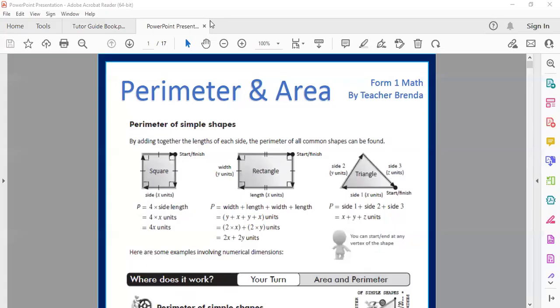So today's lesson, we will be looking into perimeter and area. However, this is Form 1 level. Now, just to remind you, you have learned this perimeter and area in your primary school, but in case you have forgotten what is perimeter and what is area, there is a simple revision here. So, perimeter of simple shapes. For example, a square or a rectangle or a triangle.